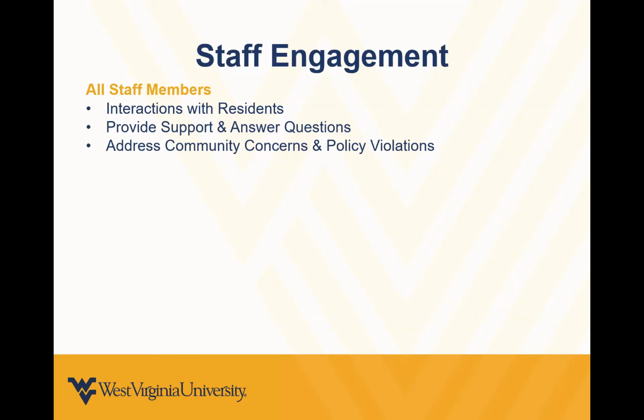As staff, we also address community concerns and policy violations. When an issue is brought to our attention, we need to address it. We need to address it immediately. If we're not able to handle it ourselves, we should tag another staff member to help us with it. When addressing a policy violation, we should always explain why the situation or behavior is a violation, and then explain how to correct the behavior so that there are no further issues.